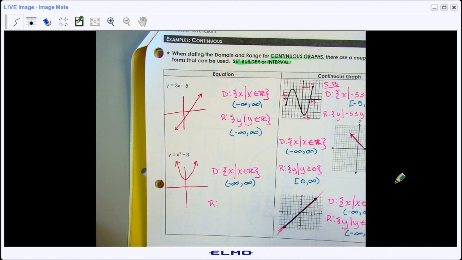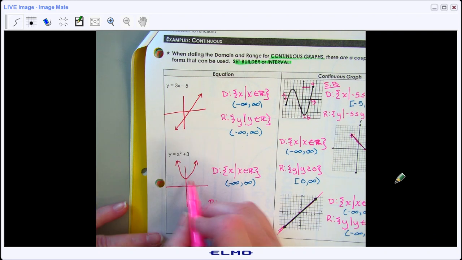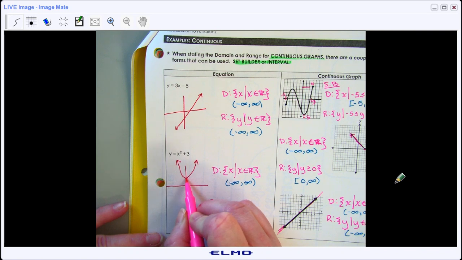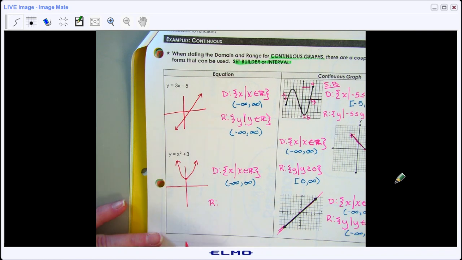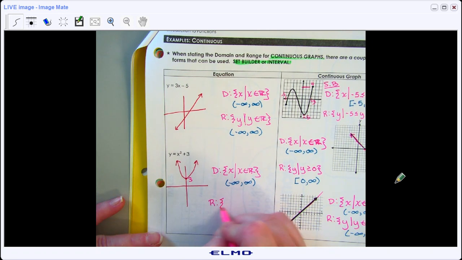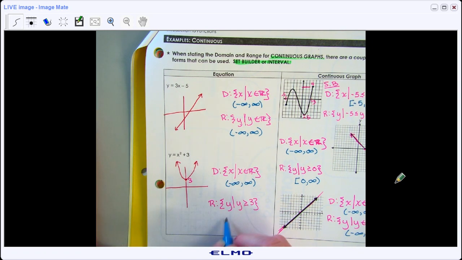Our y's, however, are not going to use every possible y value because it does not go below our minimum right here. This is our lowest. There's nothing lower than that. That's where y is 3. So it can be 3 or it can be anything higher than 3. So y such that y is greater than or equal to 3. Interval notation, it would be bracket 3 to infinity with a parenthesis.